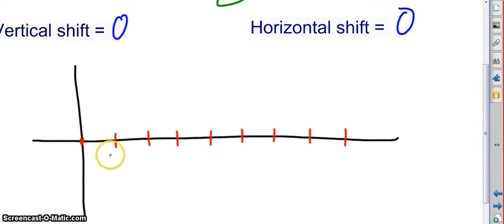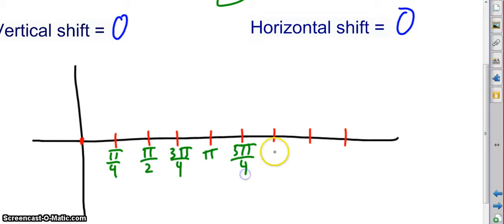So this was 0, so this is pi over 4. This is 2 pi over 4, but I'm going to reduce that to pi halves. This is 3 pi over 4. This would be 4 pi over 4, so that's going to be pi. Then 5 pi over 4. Then 6 pi over 4, which is 3 pi over 2. Then 7 pi over 4. And then 8 pi over 4, which is 2 pi.